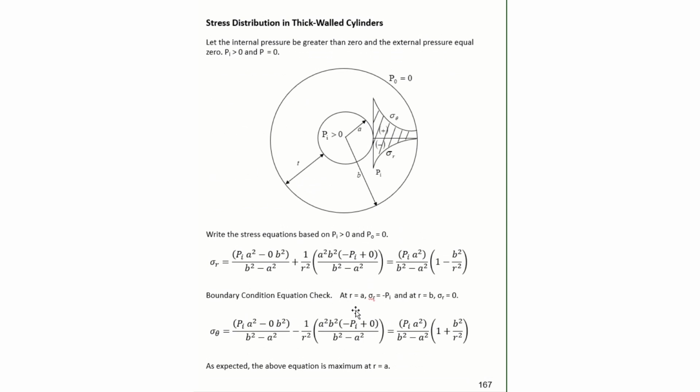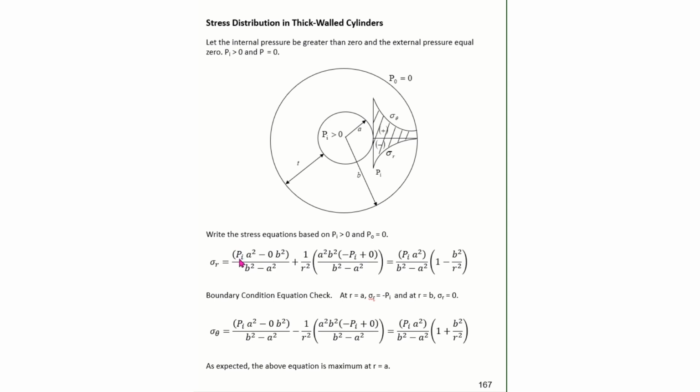So coming to this next slide, we're going to let the internal pressure in this cylinder be greater than 0, and we're going to let the external pressure be equal to 0. And we're going to compute the stress distributions throughout the wall of the cylinder. So essentially, the game that we play is we write down the governing equation for the stress, and then we simply plug in the appropriate values.